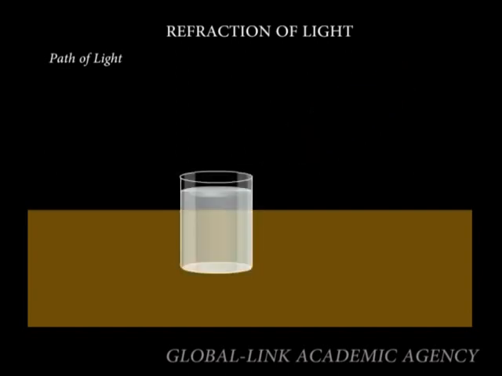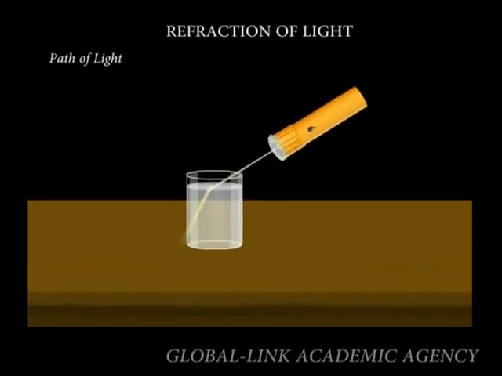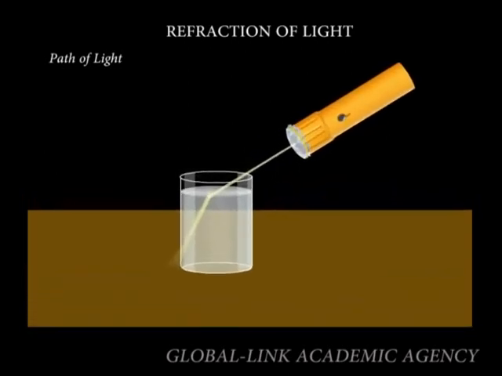Equally, a pencil partially dipped in water appears bent or broken to the observer. When a ray of light passes from air to water, its speed changes. This causes a change in direction of the ray. By definition, refraction is the change of direction suffered by a ray of light as it passes obliquely from one optical medium to another with different optical densities.